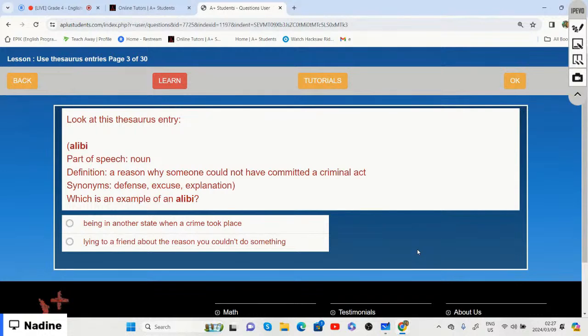So alibi, we said, is a noun. The definition is a reason why someone could not have committed a criminal act. And the reason why they could not is because your alibi probably matches the truth. And then we have synonyms: defense, excuse, explanation.